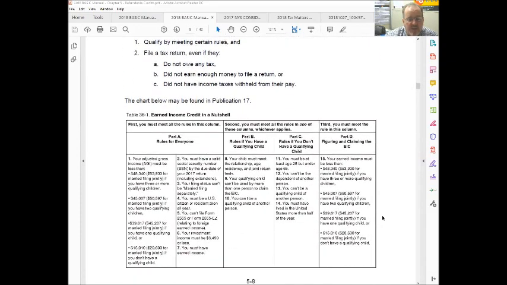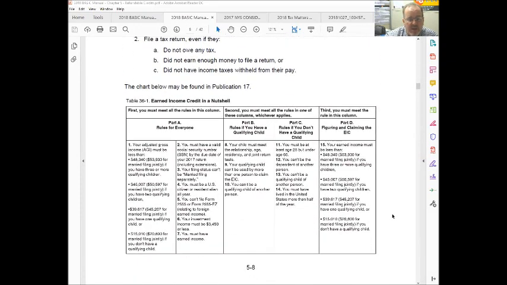Now, this is a great little thing here that says earned income credit in a nutshell. These are the rules for everybody. There is no gray here. Just as the page is, it is black and white. So it talks about the income thresholds for the adjusted gross income. And again, that's not taxable income, that's their gross income. The individual must have a social security number by the due date of the return.